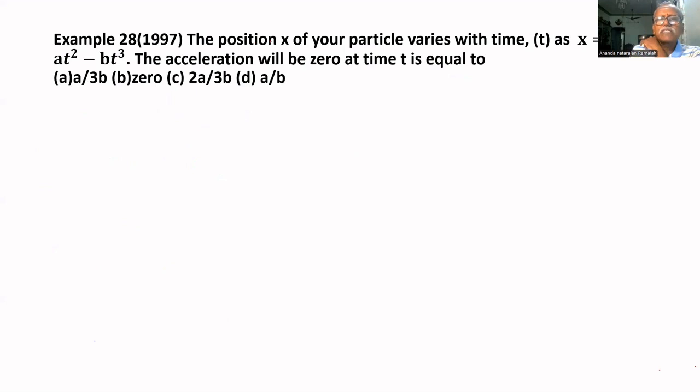Next question. The position x of a particle varies with time as x equals a t square minus b t cube. Displacement is given. The acceleration will be 0 at time t equal to? At what time will the acceleration be 0? That is the question. How to find acceleration? We have to differentiate twice.